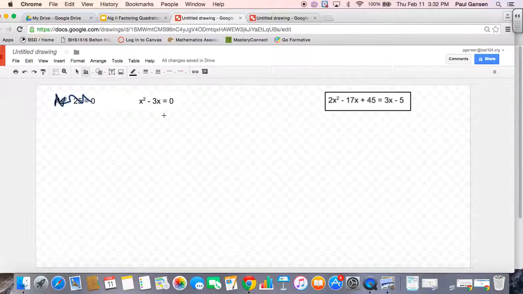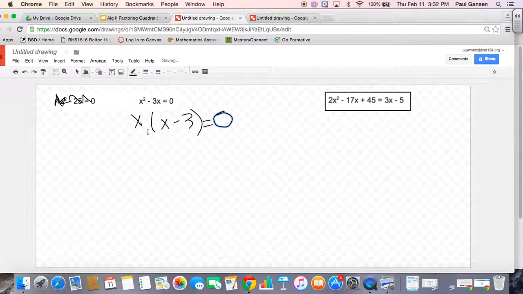But in the last video that I did regarding factoring, the last thing we talked about was how do we handle things that have the same terms. This is an x squared minus 3x. These have a common monomial between them. So I'm going to factor out that common monomial of x out of these. So x factors out of both. I'm going to factor x out, and I'm left with x minus 3 equals 0.